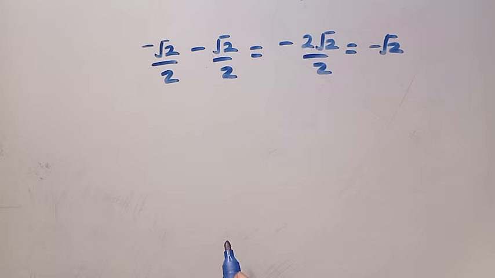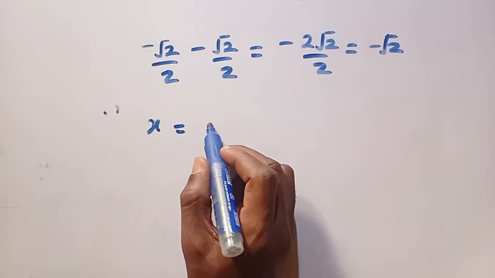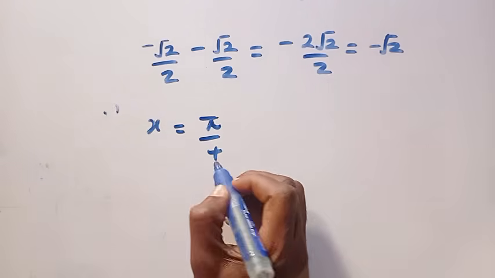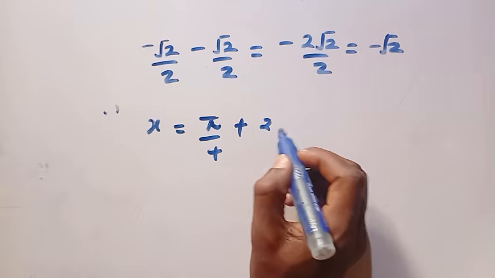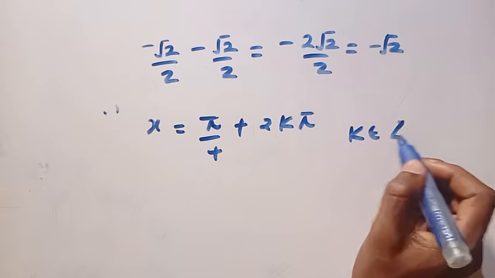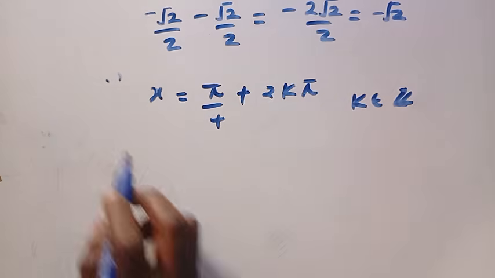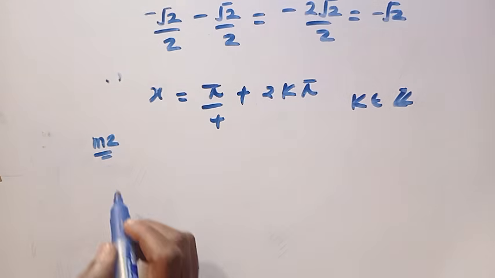We only need to keep the positive. Therefore, the value of x here equals pi divided by 4 plus 2k pi, where k is a member of the integers. So this is one way of solving this problem, and let's see method 2.